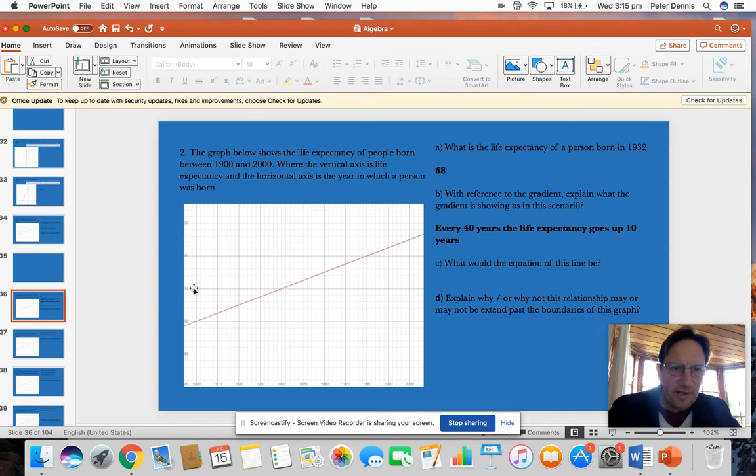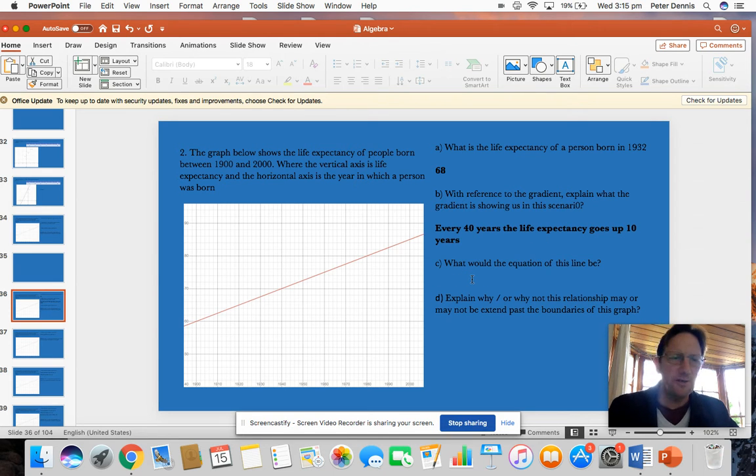Every 10 years here, the rise is 10, the run is 40. Here, the rise is 10, the run is 40. Remember, the gradient is the rise over run. So every 40 years, the life expectancy goes up 10 years. That's exactly what the gradient's saying, or the gradient is a quarter. Rise over run is 1 over 4 or 10 over 40, or every 40 years, the life expectancy goes up 10 years for that person.